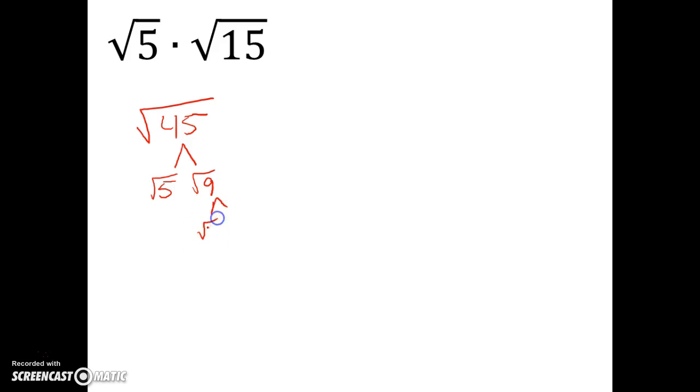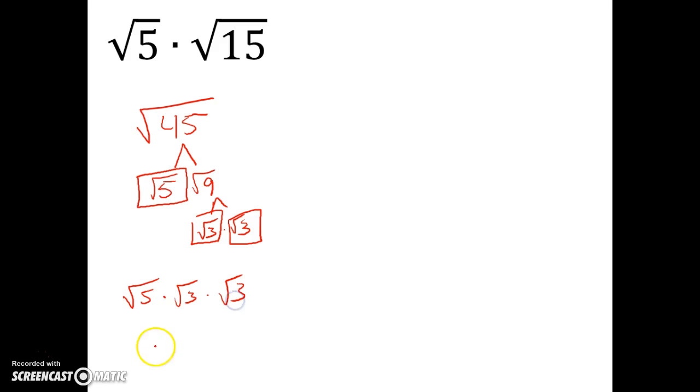And 9 is the same thing as 3 times 3. This is the end of this factor tree because it's prime. Same thing here and here because 3 is prime. And I have root 5 times root 3 times root 3, which is root 5 times root 9, which is really just 3.